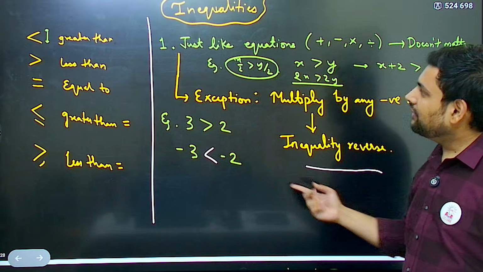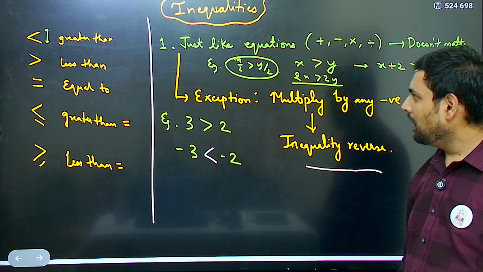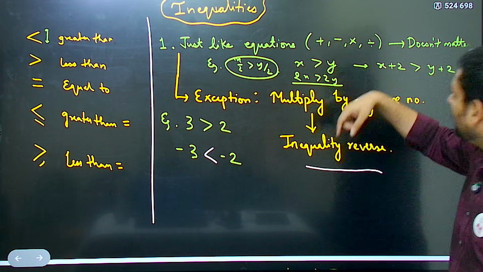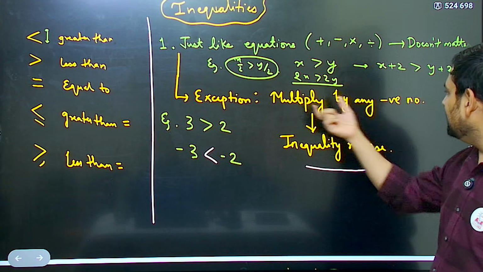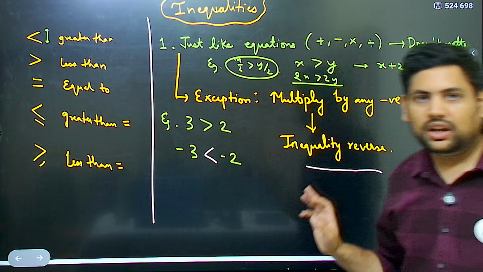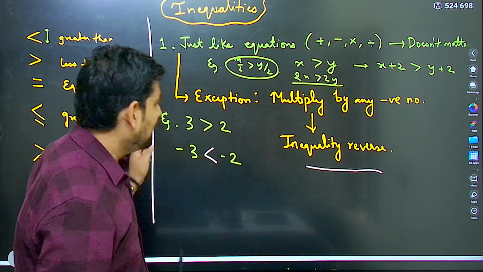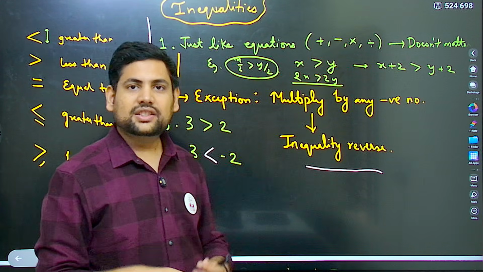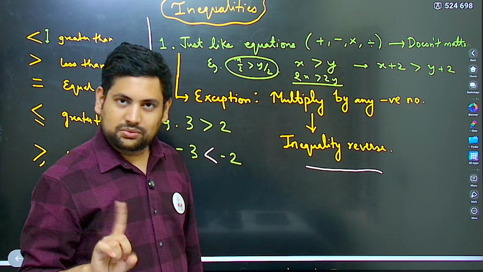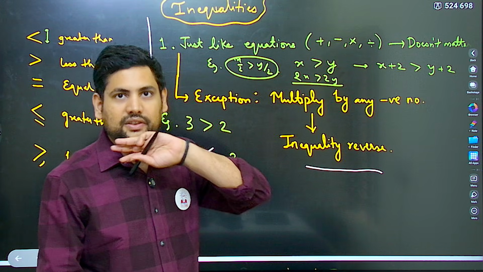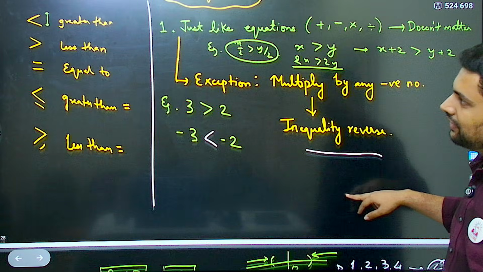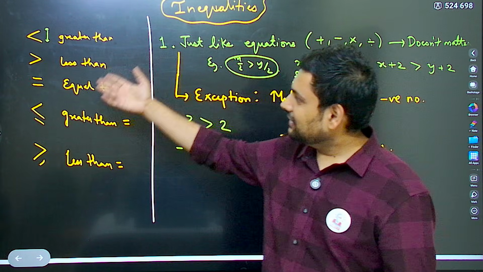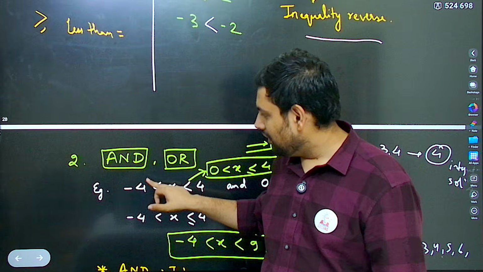Then inequalities, if you remember, just like equations, you can do plus, minus, multiply, divide, does not matter. Only exception is multiplying by any negative number. If you do that, you must reverse the inequality only when you're talking about negative numbers. Fine. Then greater than, less than, equal to, greater than or equal to, all this is fine.